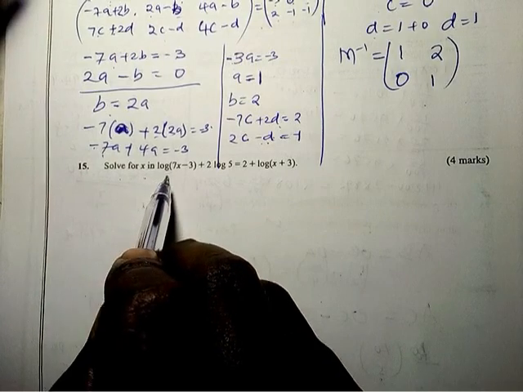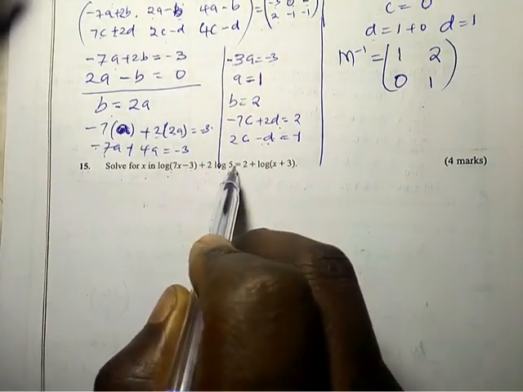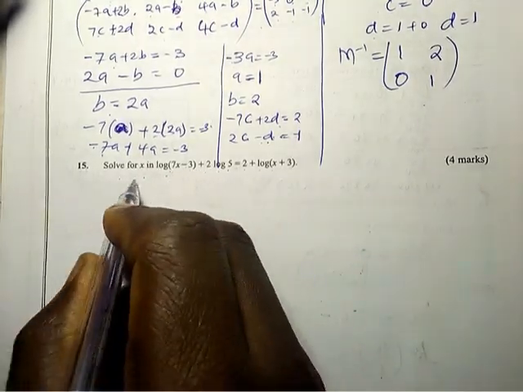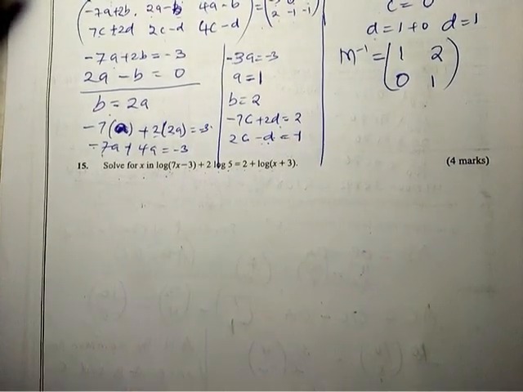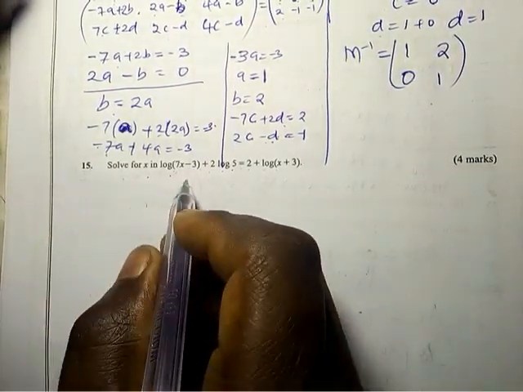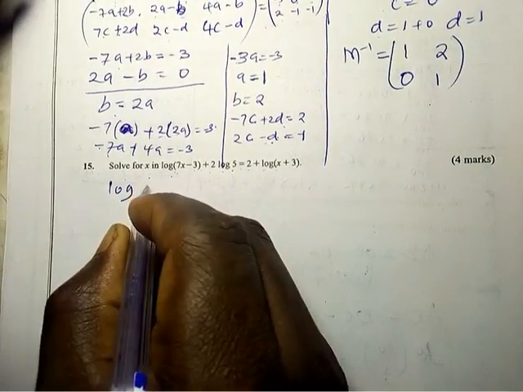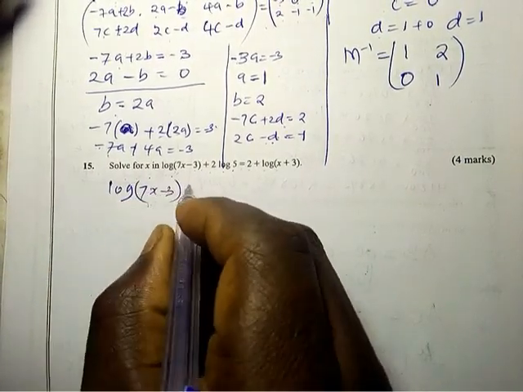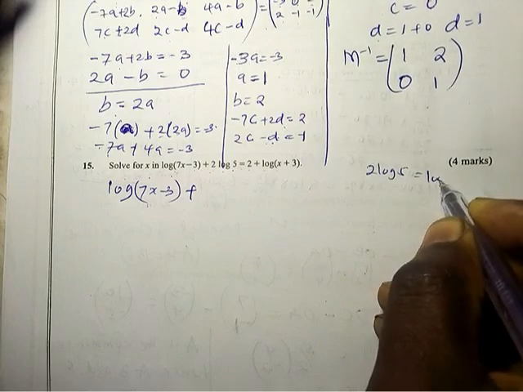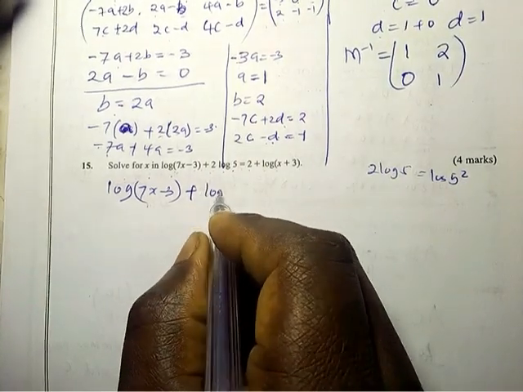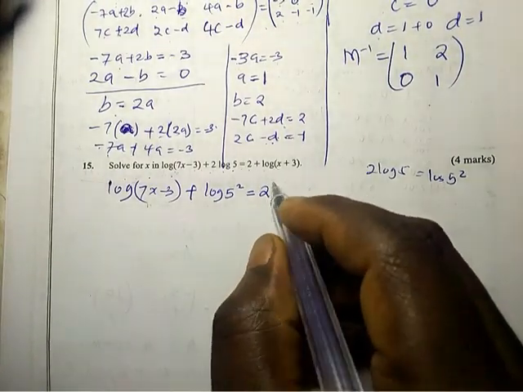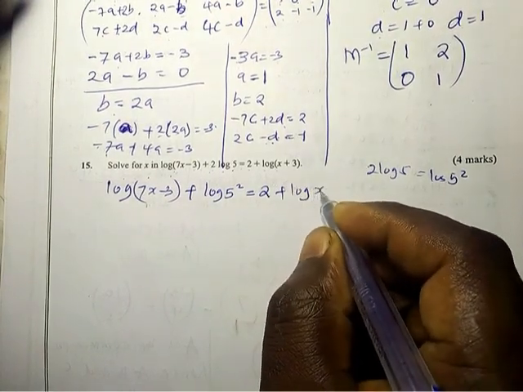Solve for x in logs. Log of 7x minus 3 plus 2 log 5 is equal to 2 plus log of x plus 3. So first, log of 7x minus 3 plus 2 log 5, which is simply the same as log 5 squared, equal to 2 plus log x plus 3.